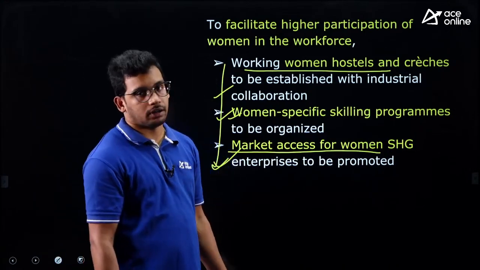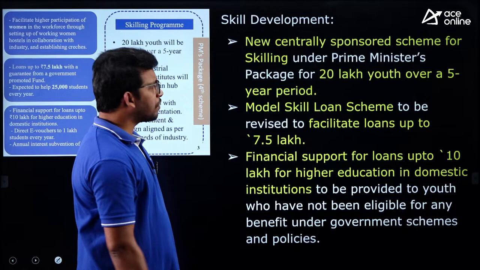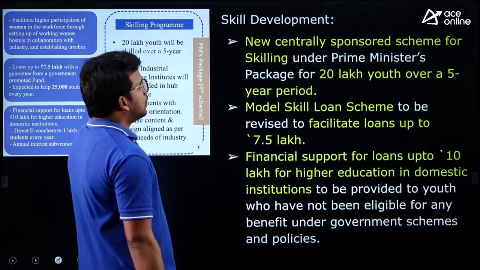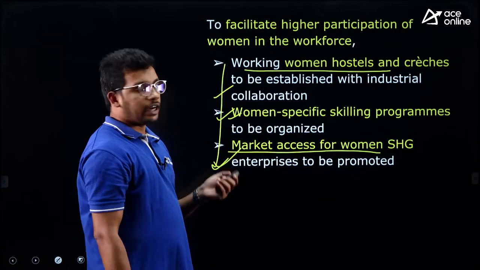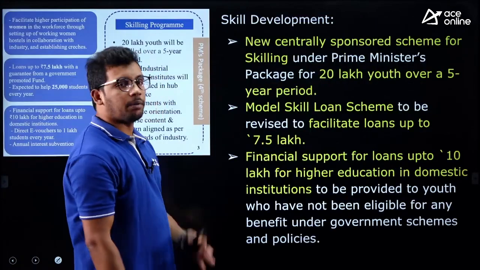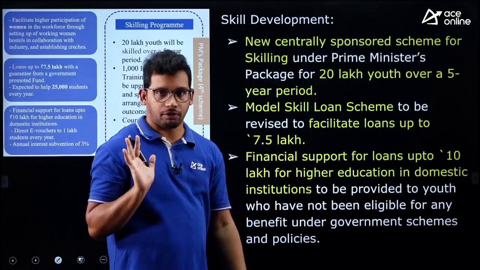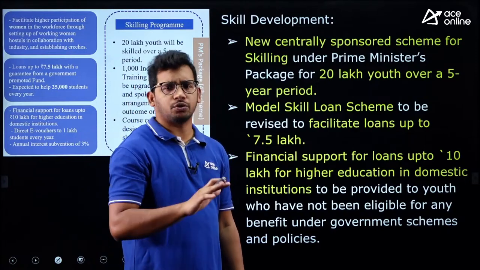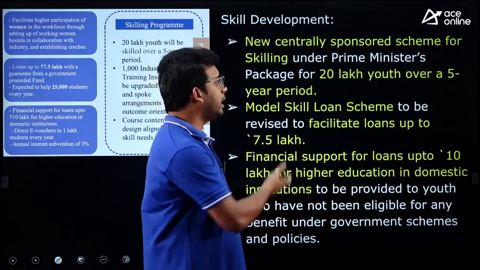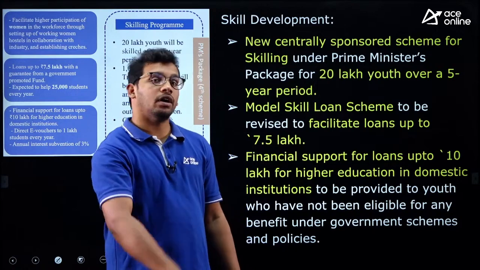employment, fine. Next one, skill development. We have seen that priority 2 is employment and skill, right. Now we have seen employment, let's come to skill development, right. So we already have some schemes, Pradhan Mantri Kaushal Vikas Yojana and many more, right. Now the government wants to come up with a new scheme.